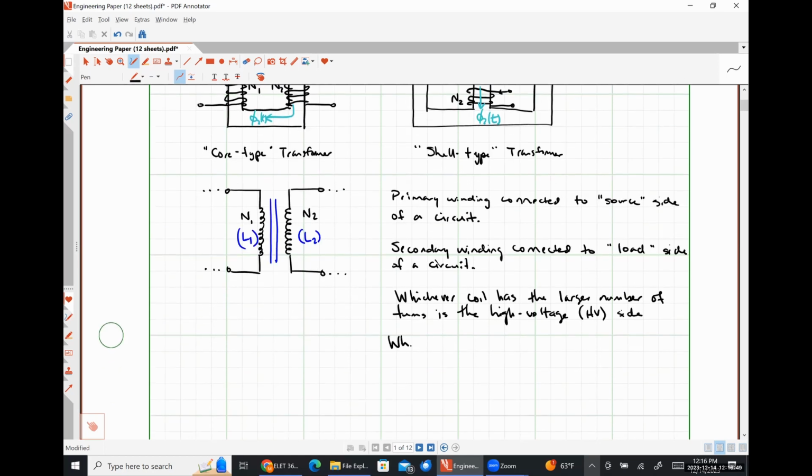And then whichever coil has the smaller number of turns is the low voltage, or LV side of the transformer. And here in a couple of minutes, we'll figure out why that nomenclature is used if we don't remember exactly how ideal transformers work from our previous classes.